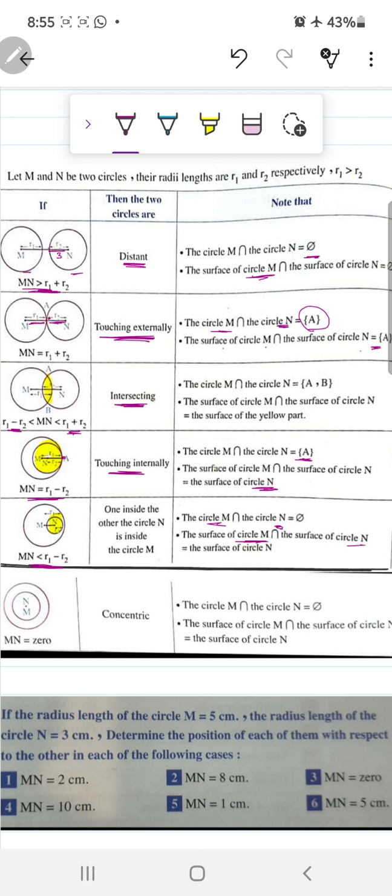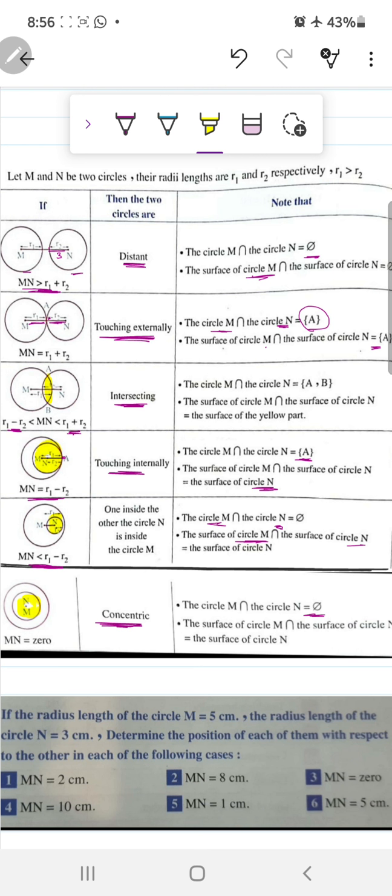Okay, the last one, concentric. What's the meaning of concentric? From its name, the two circles have the same center. So MN here has no length, so MN equals 0. So here we have concentric. It means the two circles have the same center. So the intersection between M and N is phi, and the intersection between their surfaces equals circle N or circle M.